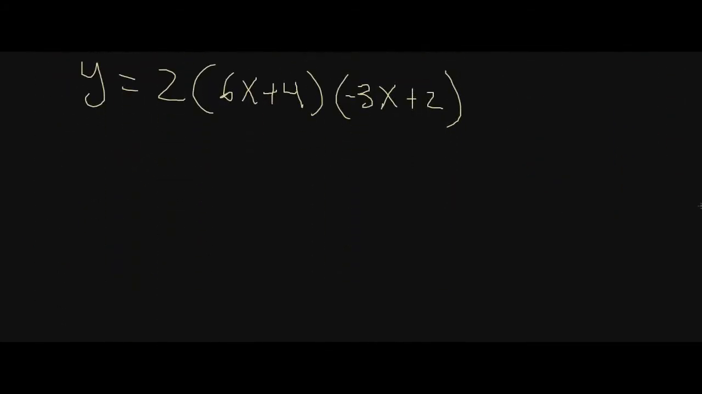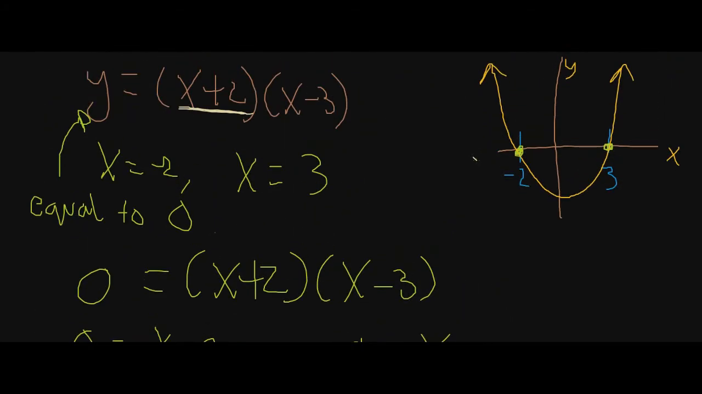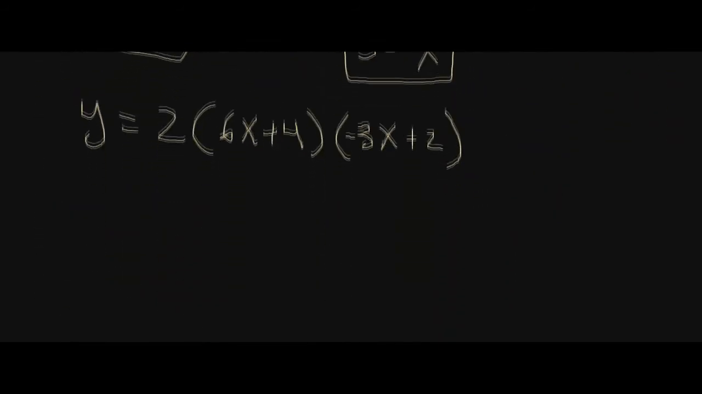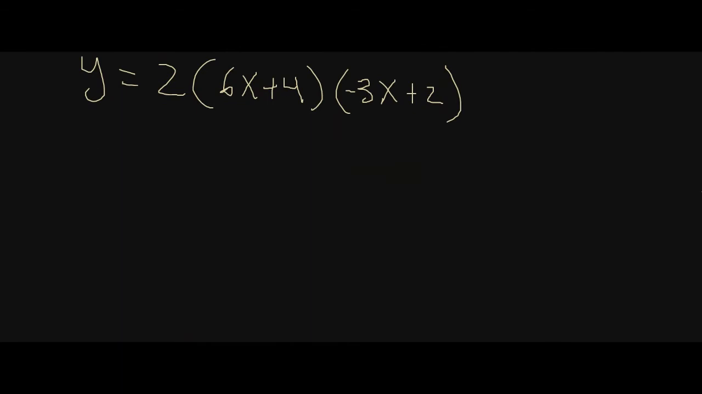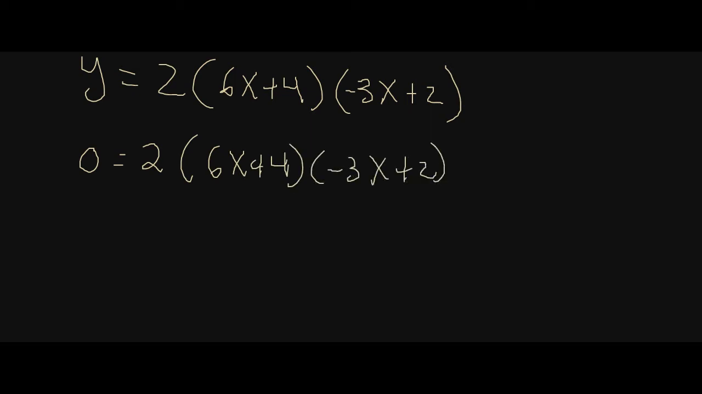So now we can proceed to solve this how we did before. Our roots will always happen when y is 0. So we're going to set this equation equal to 0. We're going to get 0 equals 2 times 6x plus 4 times negative 3x plus 2. Now we have this. Well, what do we do?